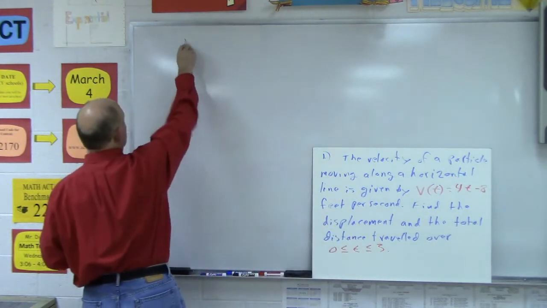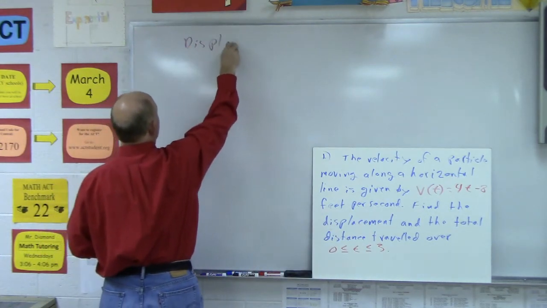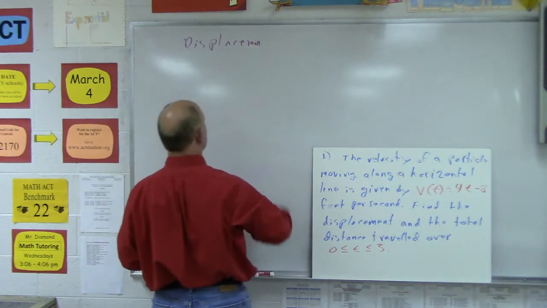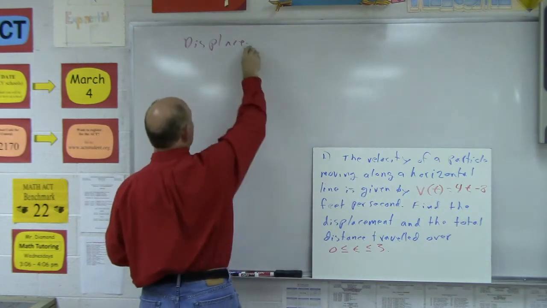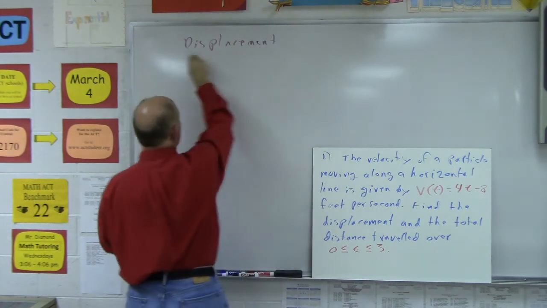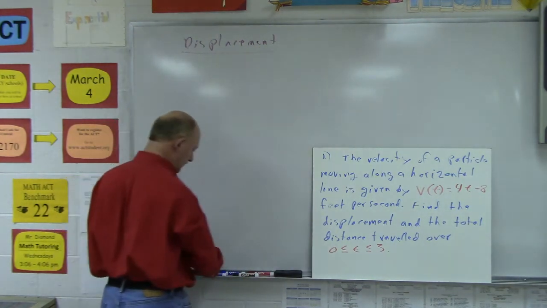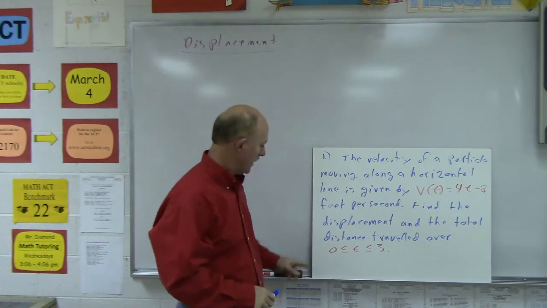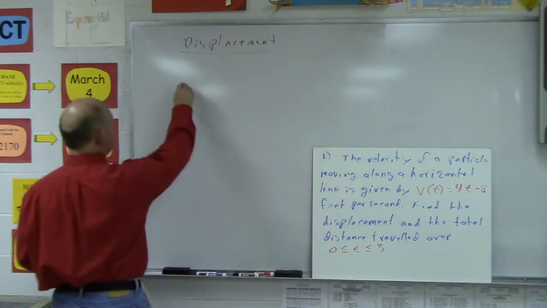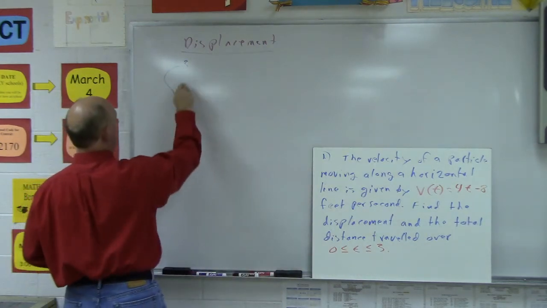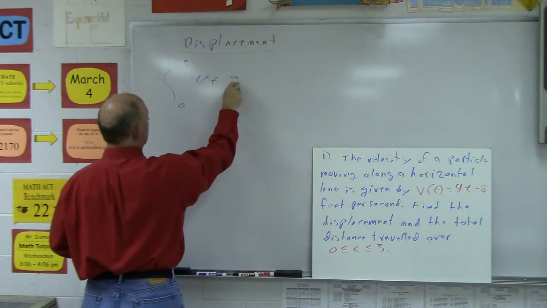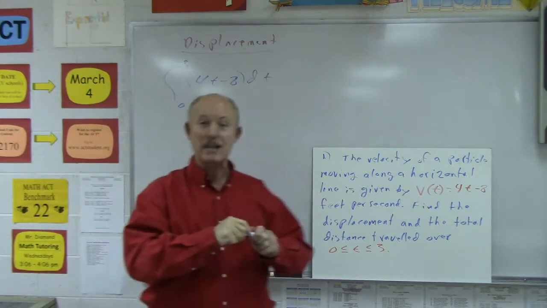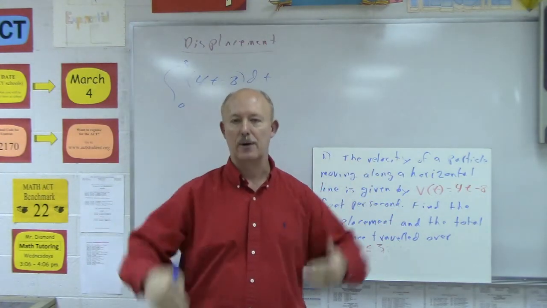So let's get the displacement first. To get our displacement, let's set up our interval. Our velocity function is 4t minus 8 over the interval from 0 to 3, so we're simply integrating from 0 to 3, 4t minus 8 dt. Just integrating the velocity function will tell us our displacement.